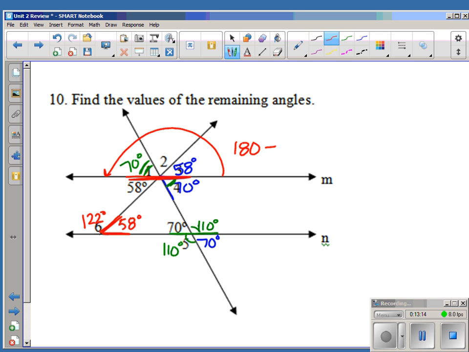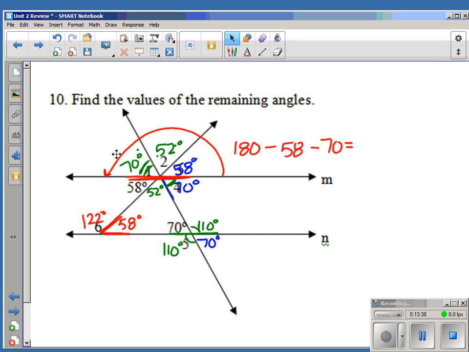So I'm going to do 180. I'm going to subtract the 58, and I'm going to subtract the 70. So I should be left with my angle, which will get me 52 degrees. So I know that angle 2 is 52. So if I were to add up all 3 of these, that should add to 180. So if I go across, that should also be 52.